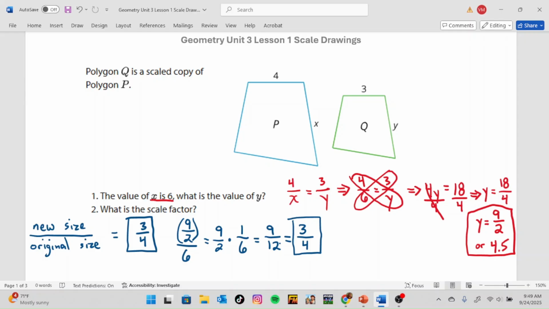I hope this makes sense to you about how we can find the value of a missing side on a scale copy, and how we can go about figuring out what that scale was.